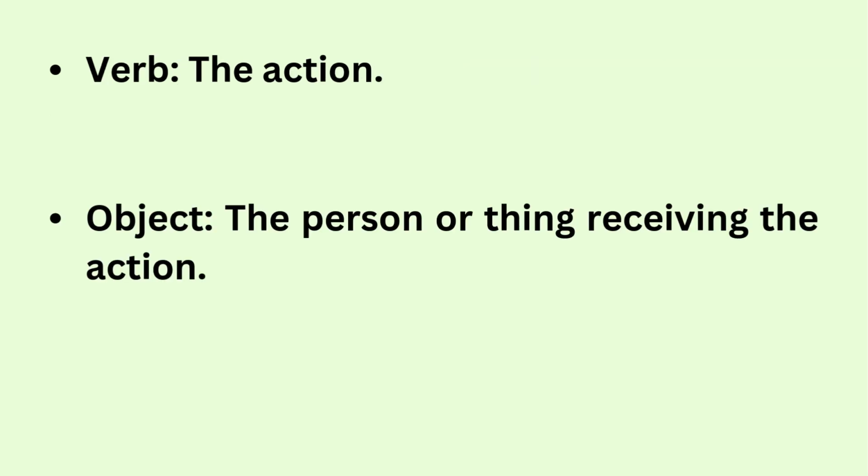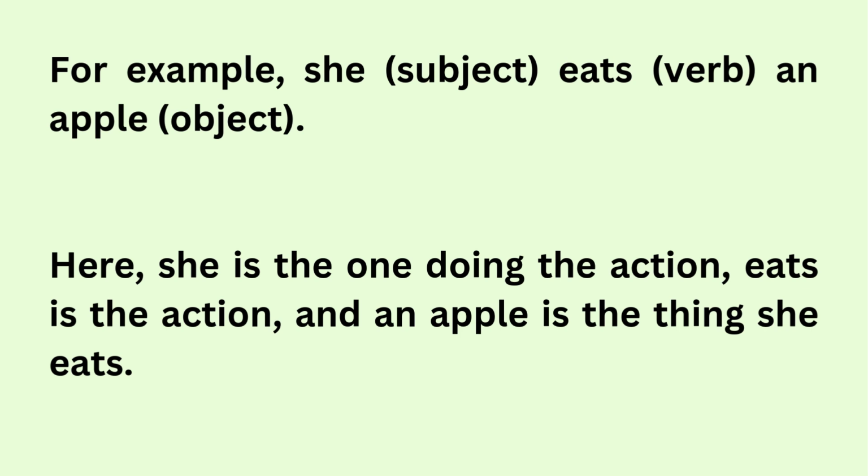Subject: the person or thing doing the action. Verb: the action. Object: the person or thing receiving the action. For example, she (subject) eats (verb) an apple (object). Here, she is the one doing the action, eats is the action, and an apple is the thing she eats.